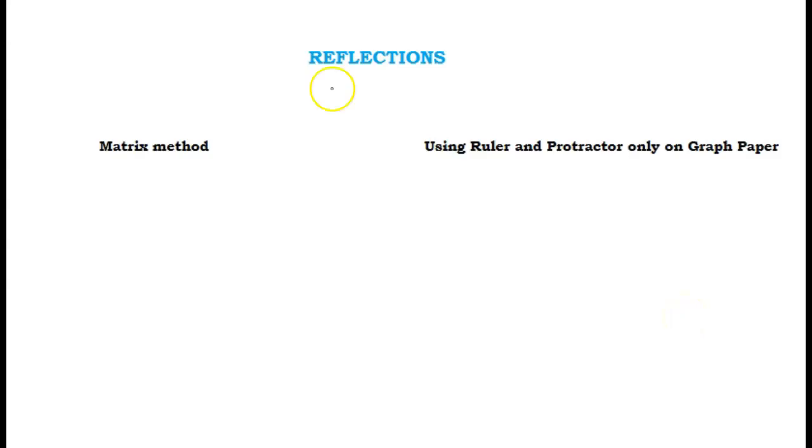Now in math though, there are two methods. There's the matrix method and there's the method where we use the ruler and protractor only on graph paper. With the matrix method it's pretty simple, but however it only caters for specific reflections. So I'm going to give you a list of that now.